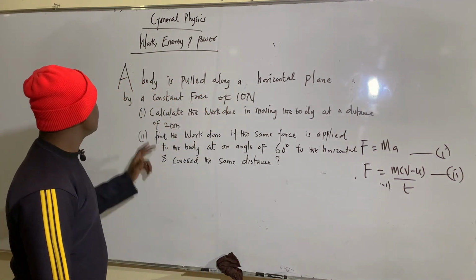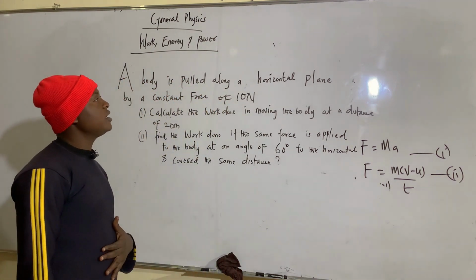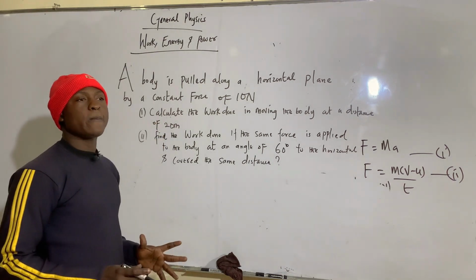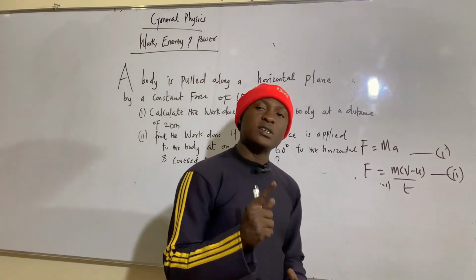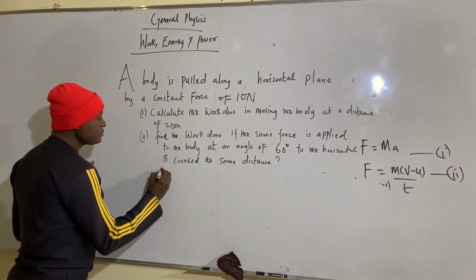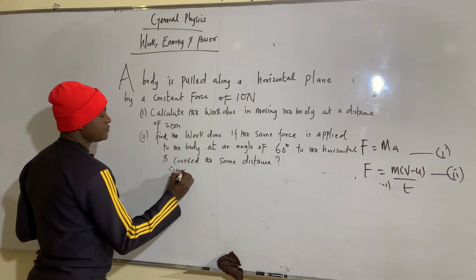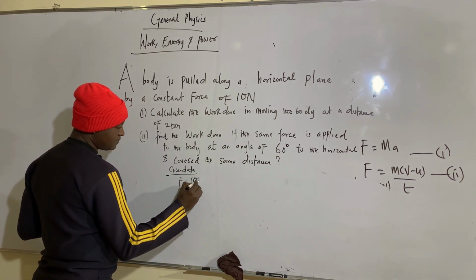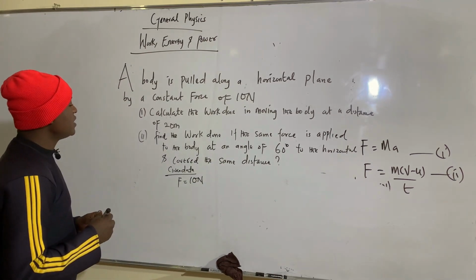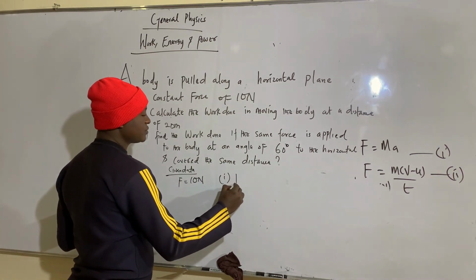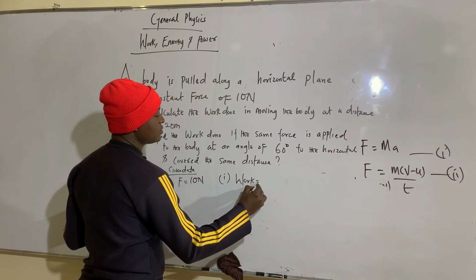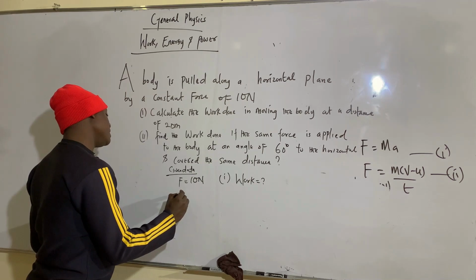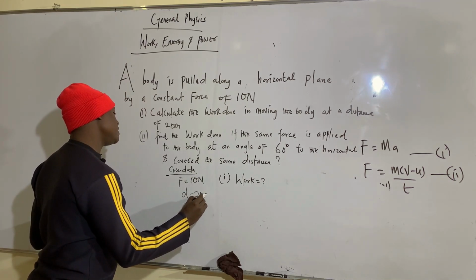So now they said a body is pulled along a horizontal plane by a constant force of 10 newton. You know, I told you in physics what matters most is to firstly write out the given data. So the given data: we are given force to be 10 newton. Now the first question said find the work done, given that you're moving the object at a distance of 20 meter.